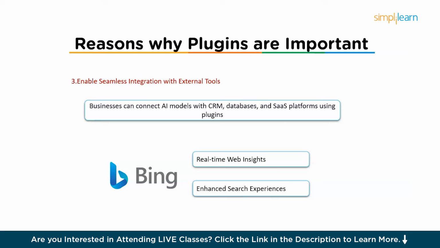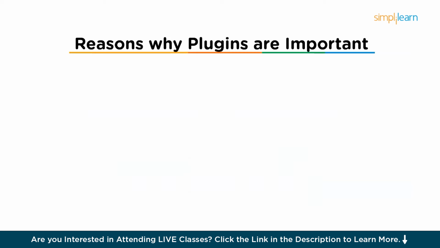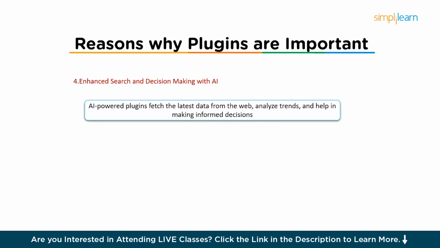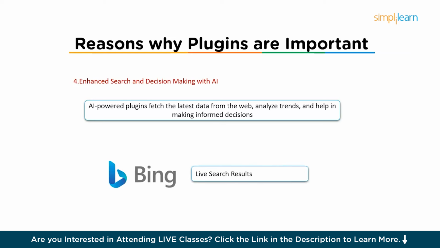So now moving on, we will understand how it enhances search and decision making with AI. So AI-powered plugins fetch the latest data from the web, analyze the trends, and help in making informed decisions. For example, Bing AI uses real-time internet access to provide live search results, unlike traditional static AI models.